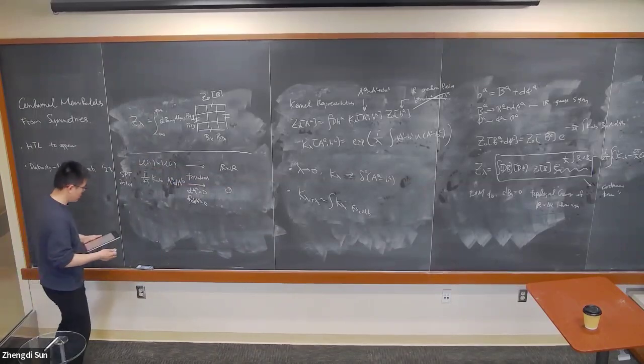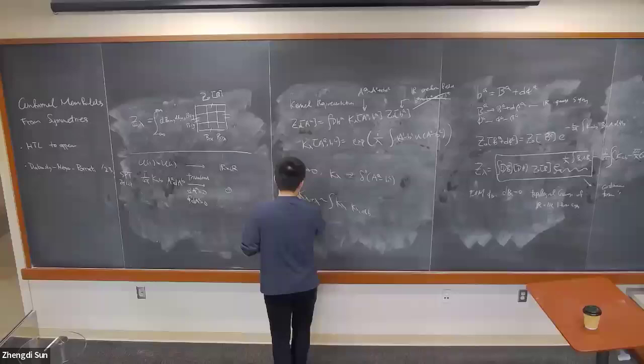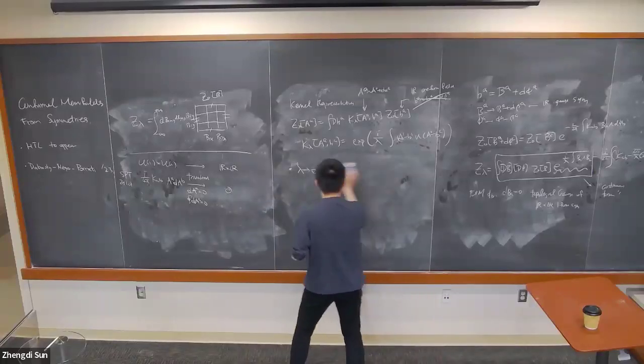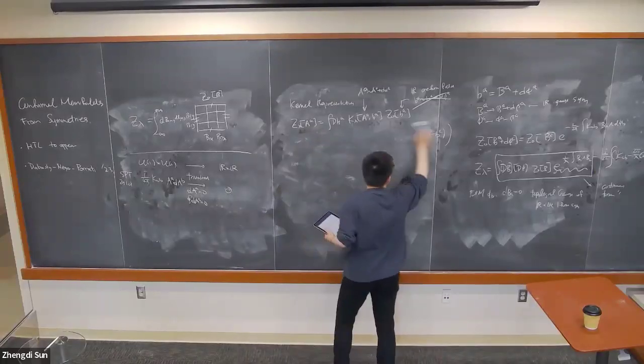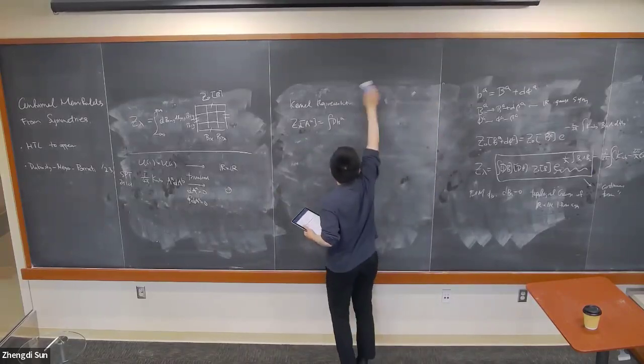Okay, I don't have much time, so let me now give you a summary of what happens if there's an anomaly and without an anomaly.